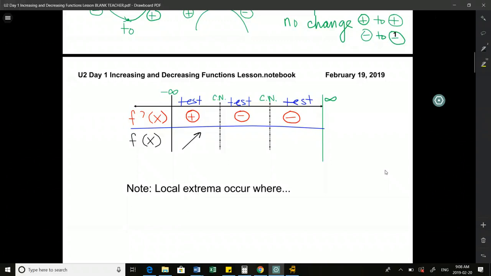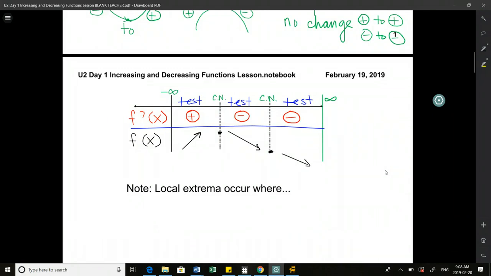So I know that we have positive slopes of my tangents. And then I have a critical number somewhere around here. And then I've got some negative tangents. So I've got some tangents going in the negative direction. And then I've got another critical number here. And then I keep going negative.